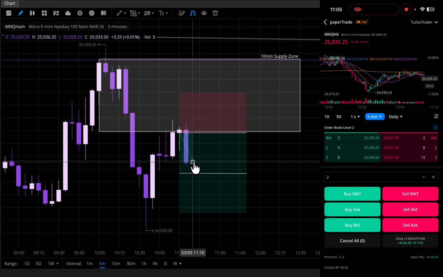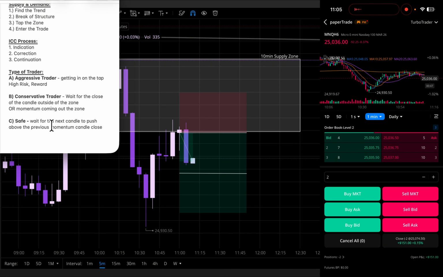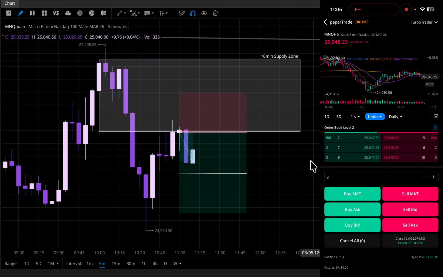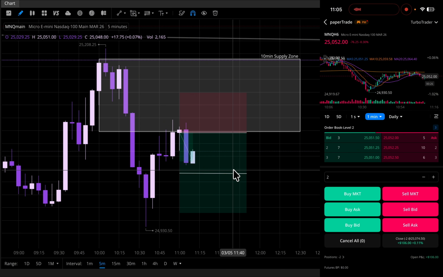So when this candle starts pushing above this candle, that will be considered a safe trader. This candle has to push above here for a safe trader to get in. Oh yeah, we got the close outside the zone, so we're good. I am confident in my trade at this point. That was a good close outside the zone.